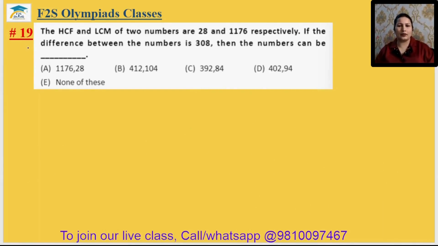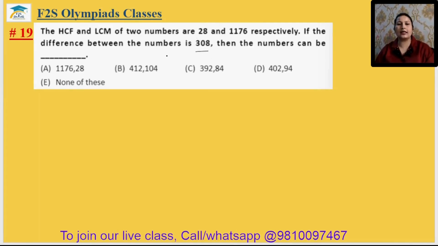Question number 19. The HCF and LCM of two numbers are 28 and 1176 respectively. If the difference between the numbers is 308, then find the numbers. So what can the numbers be? Here we will use the rejection method from the options. This is the easy method for grade 6, so for your grade we will do the rejection method.